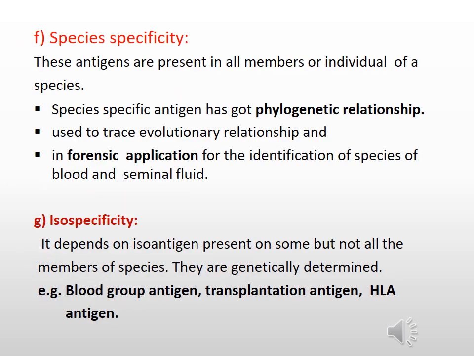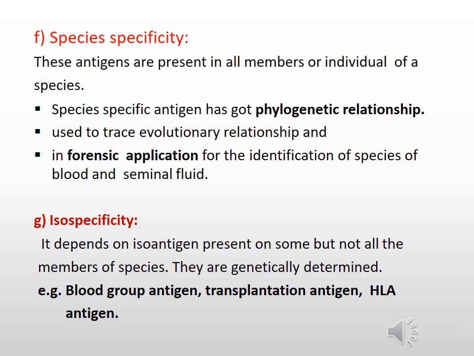Now, species specificity, that is, the antigen can be present in all members of the same species, that is, this antigen is specific for this species. This species specificity has some very important uses, because it proves the phylogenetic relationship, that is, we belong to the same species, and that's why it can be used to trace the evolution, that is, from here comes this, and from this comes that. And it is very important for forensic science.